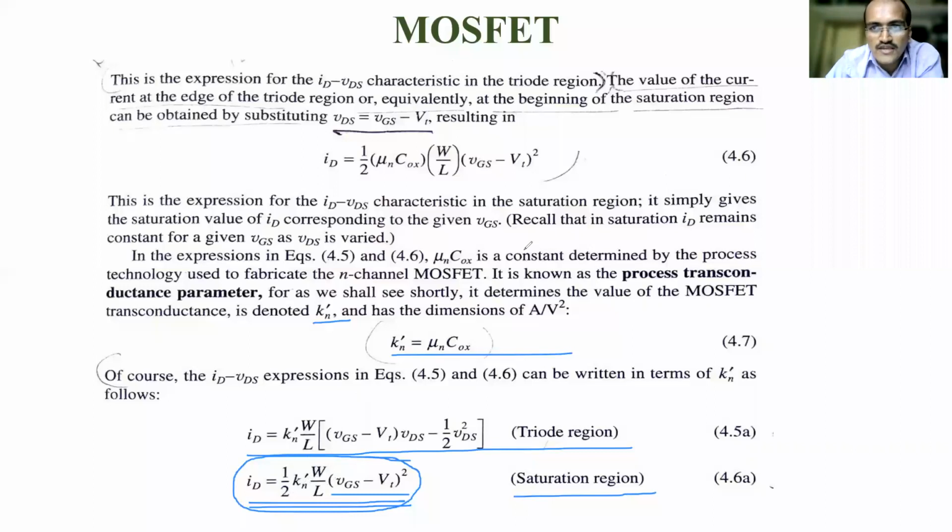So now you can easily consider the MOSFET biasing part. Then you will clearly understand this.